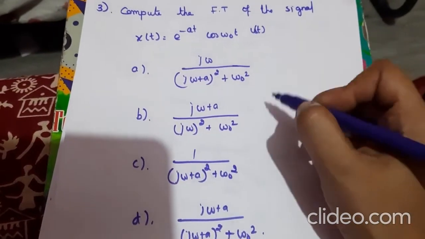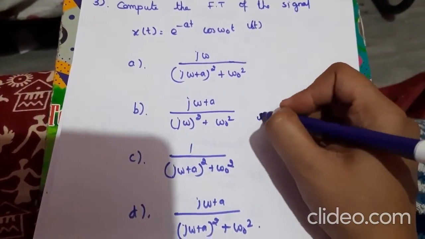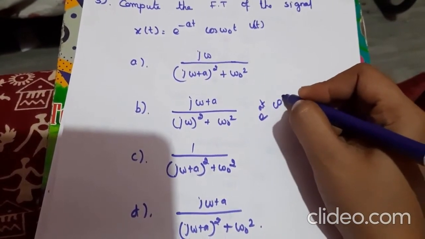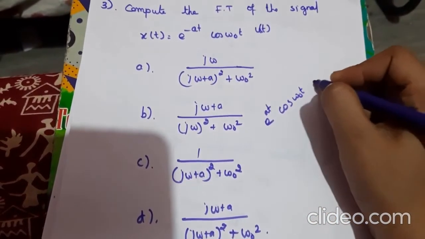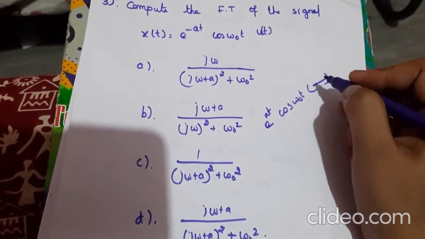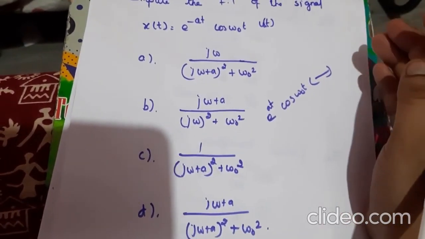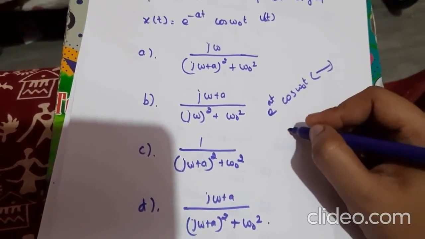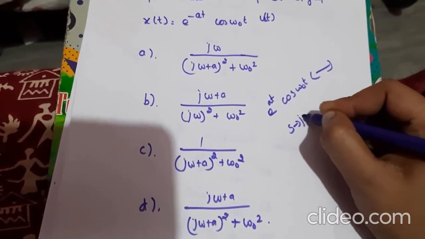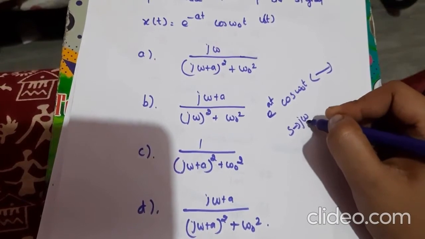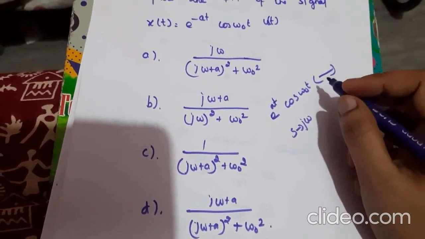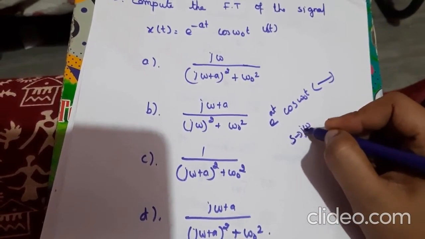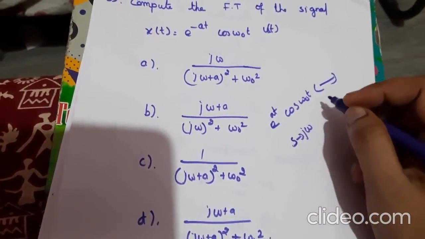And this also we can see: the Fourier transform of e power minus at multiplied by cos omega naught t. You memorize the Fourier transform or Laplace transform. If you know only the Laplace transform, you have to put s is equal to j omega in the Fourier transform, and you will get the answer. So the s in the Laplace transform is replaced by j omega in the Fourier transform.